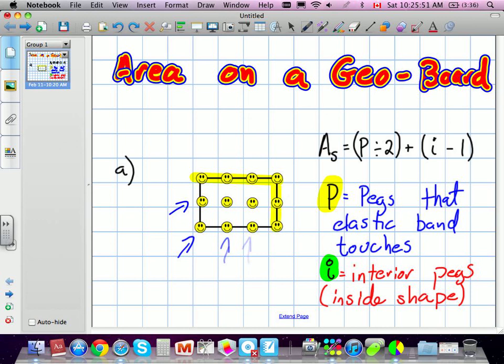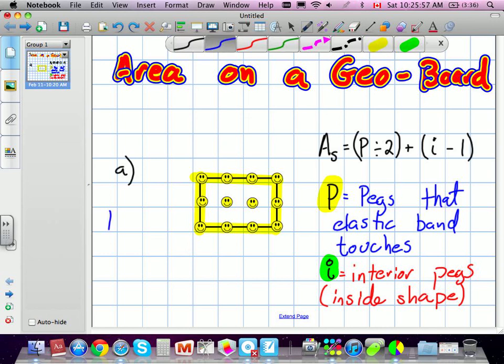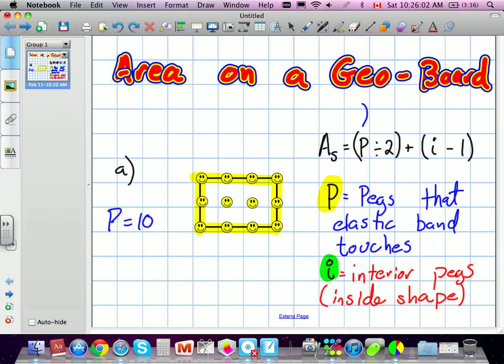Okay. So I'm going to say the letter P equals 10 when we go to put it into that formula. We know that we can replace the letter P with the number 10. Okay. What about interior pegs? 2. Yeah, that's right. Let's do those in green. There's just the 2 of them. So what letter is going to equal 2? I will equal 2. So that means we're going to replace that with there.